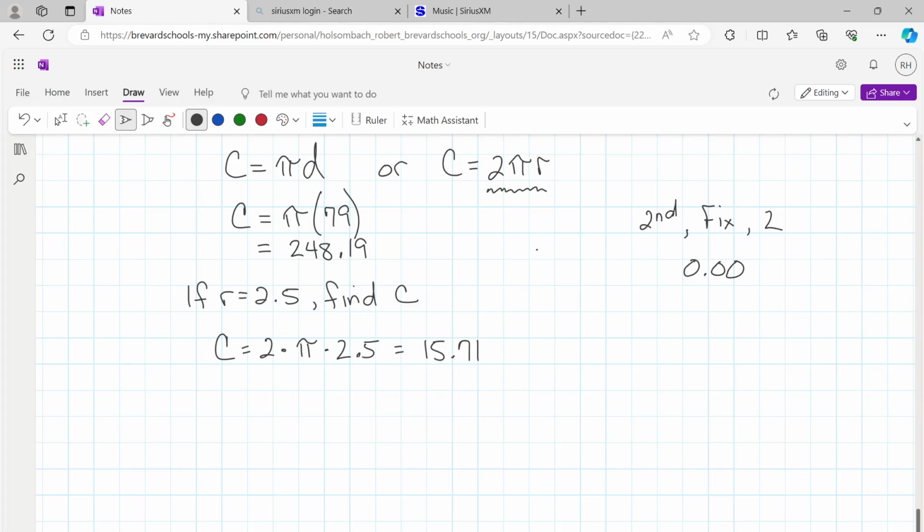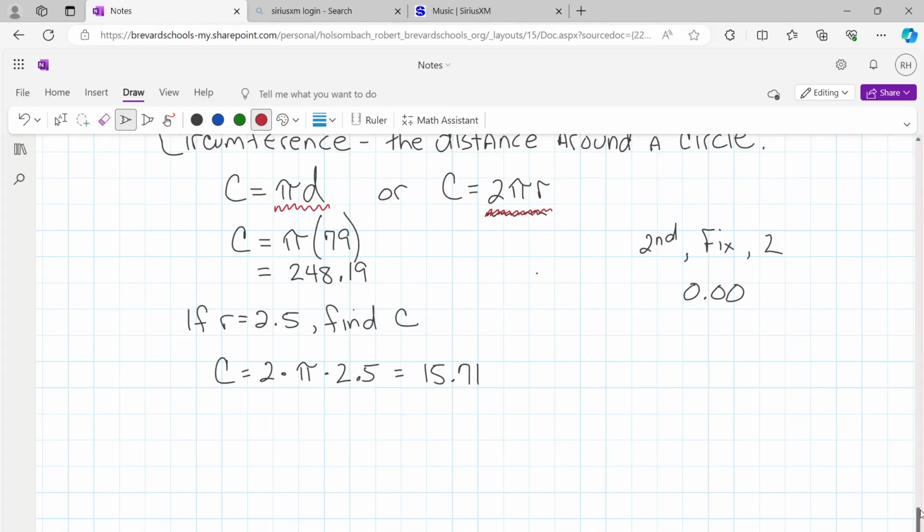All right, so finding circumference given the diameter or given the radius, we use this formula, pi times diameter, if you're given the diameter, and we use 2 times pi times radius if you are given the radius. So flip the page, look at the top of page 700. And now we're going to use those same formulas, but we're going to use them in a little bit different way.